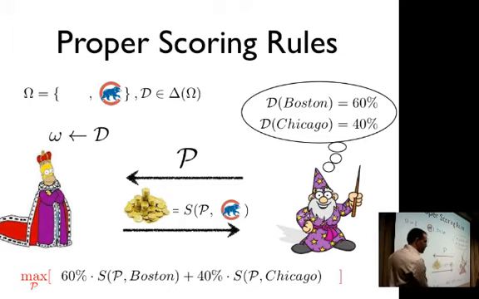Any questions about this model? This is going to be central to our construction of rational proofs. Yeah, and that's exactly what we're going to do.